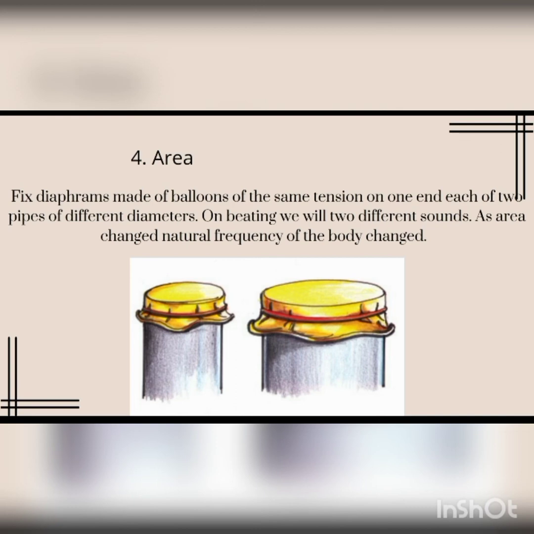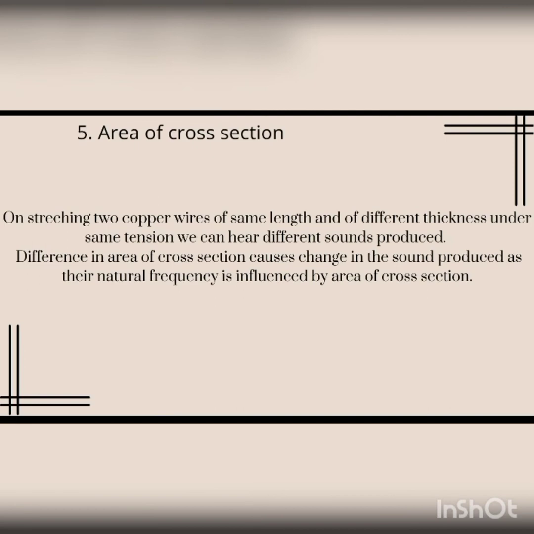Now let's look into another factor which influences natural frequency. That is area of cross section. If we stretch two copper wires of the same length and of different thickness under the same tension and try to make sounds by plucking them, we will experience a difference in sounds produced. Here, the difference in area of cross section caused the change in sound produced. It is another factor which influences natural frequency of a body.